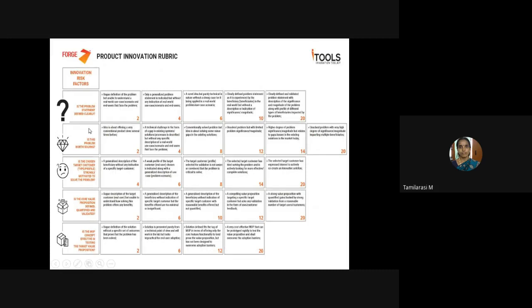So the first thing is whether the problem statement is defined clearly. You have to write the problem statement, right? So you read all these things, each and every bar. The first one is a vague definition of the problem, unable to understand the real world. In case your problem statement is given only in a general way and doesn't mention the real world problem, then your project will get only 2 points under this first category.